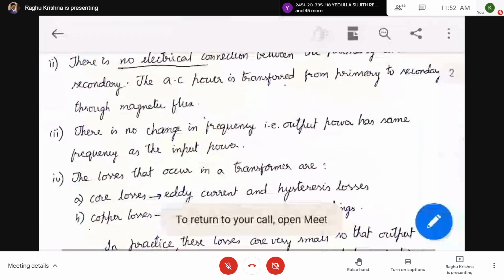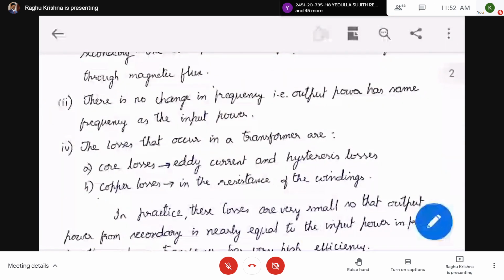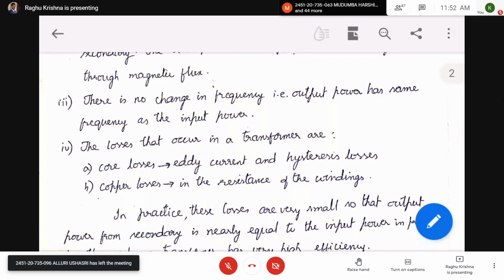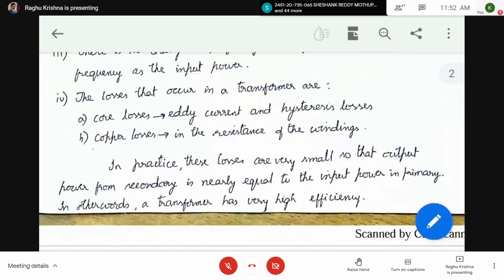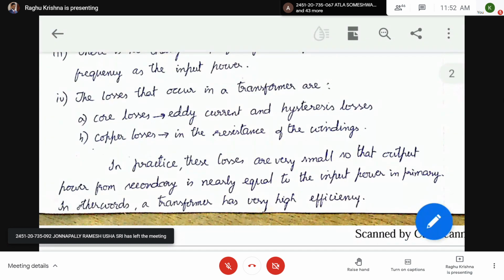See here, the losses which occur in the transformer are core losses and copper losses. Core losses occur in the core of the transformer. Copper losses occur in the copper winding of the transformer, that is primary winding and secondary winding. The copper losses occur due to resistance of the winding. Next, if you see these losses, core losses and copper losses, they are very small.